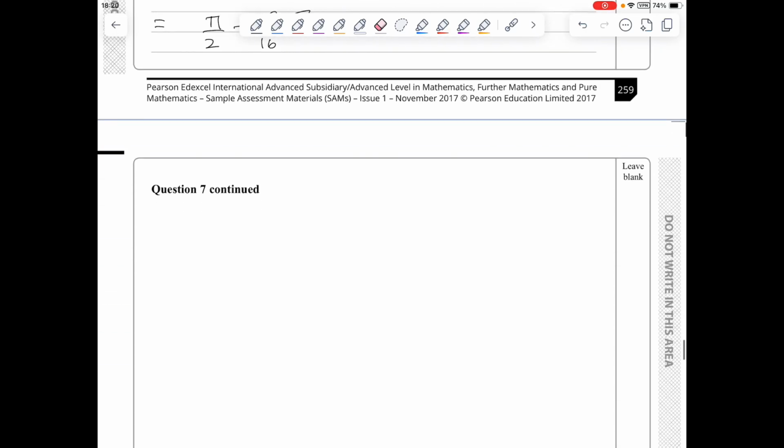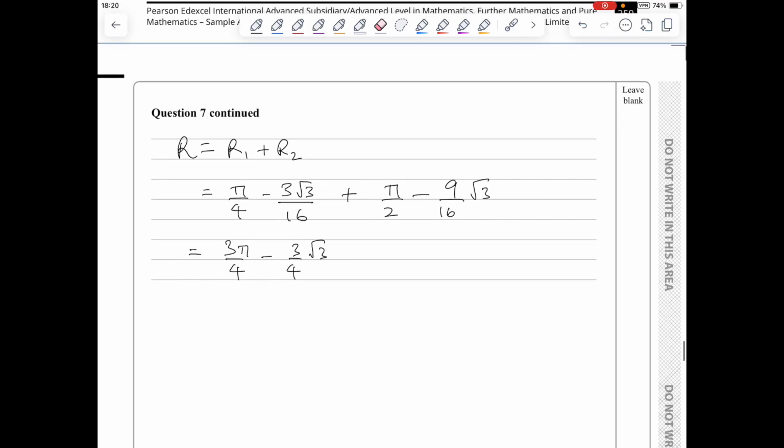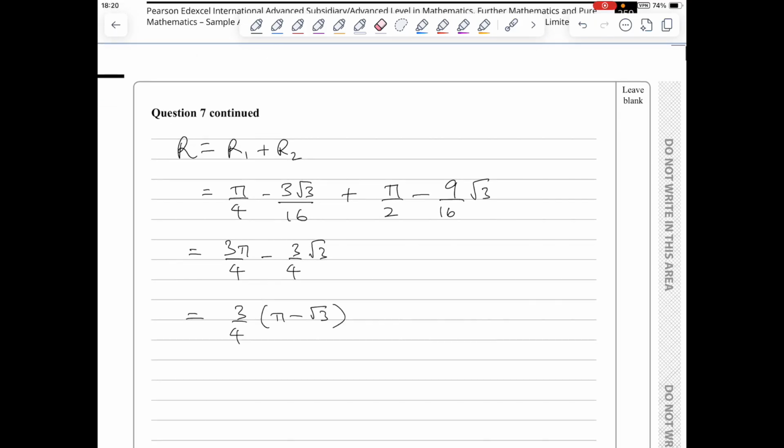So finally, let's add together R1 and R2 to get R. So pi over 4 minus 3 root 3 over 16 plus pi over 2 minus 9 over 16 root 3. If you simplify, you get this value. Take out a common factor of 3 over 4 to get the final answer.